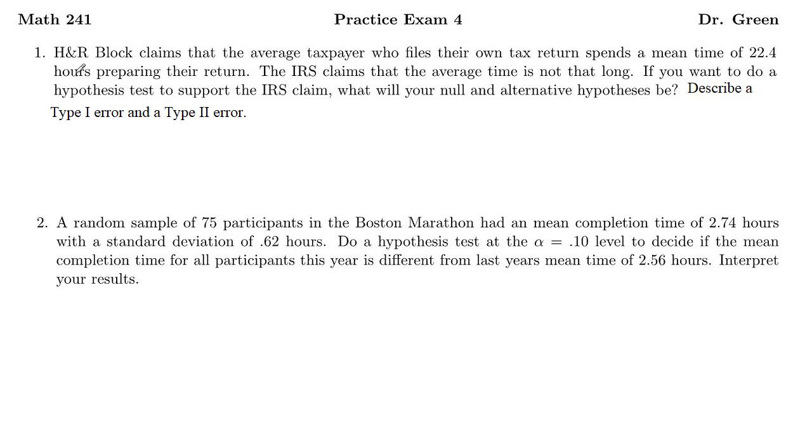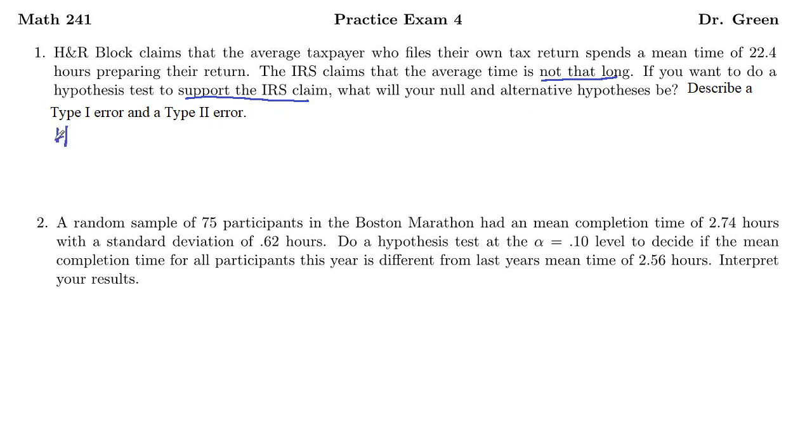In our first problem here, H&R Block claims that the average taxpayer who files their own tax return spends a mean time of 22.4 hours preparing their return. The IRS claims that the average time is not that long. So the claim is it's not that long, which is the same as saying it's shorter. If you want to do a hypothesis test to support the IRS claim, that the time is shorter, what will your null and alternative hypotheses be?